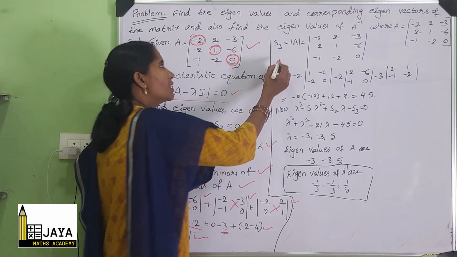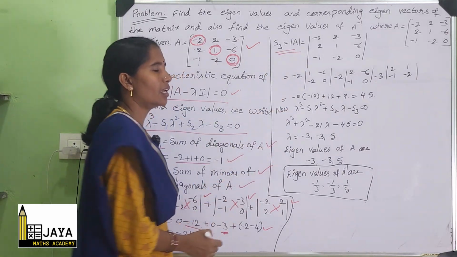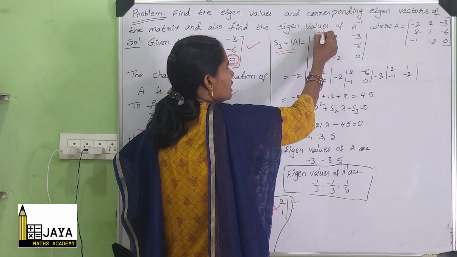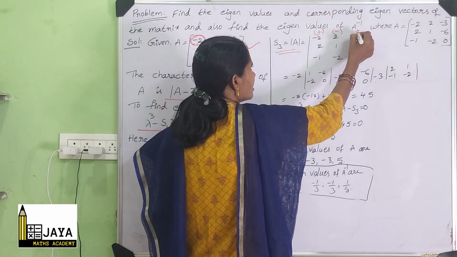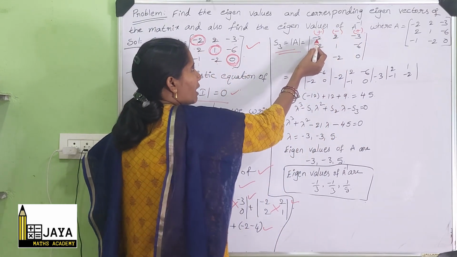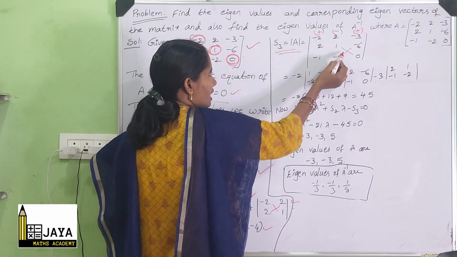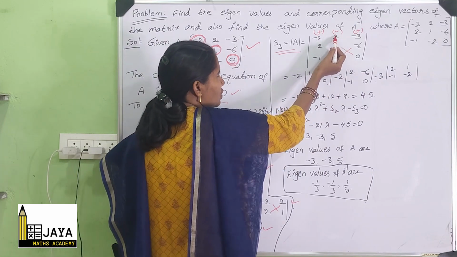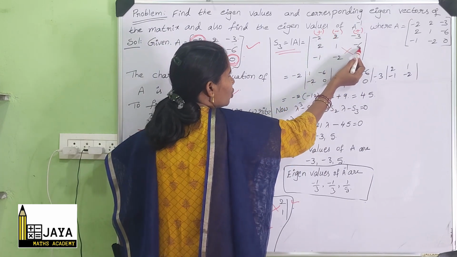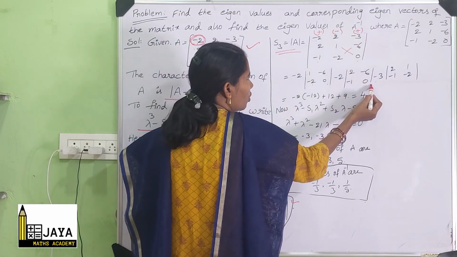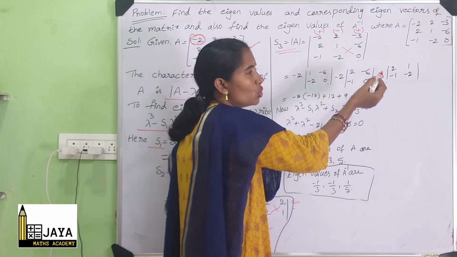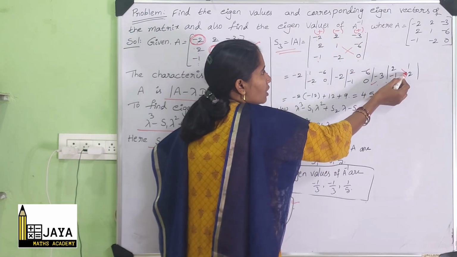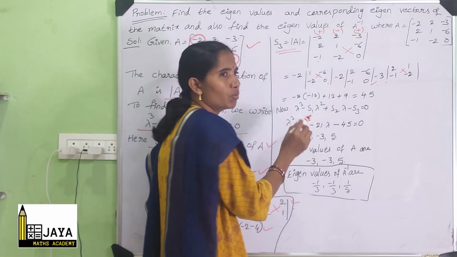So come to S3. Here S3 is equal to det A. So this is A. We need to find the determinant value. The signs are plus, minus, plus. So -2 into the minor of this 1, that is [1, -6; -2, 0]. Then -2 into again the minor of 2, that is [2, -6; -1, 0]. Then -3 into the minor of that, [2, 1; -1, -2]. So do the cross product for every minor.